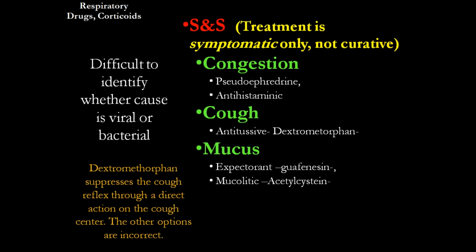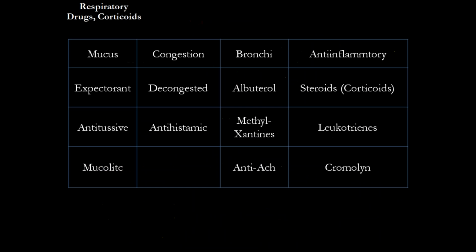And the same main signs and symptoms: congestion, cough, and mucus. That is what we are going to have a summary about. For example, we have the expectorant, we are going to have antitussive, we are going to have mucolytic. When you have increase of mucus, you're going to have the expectorant, antitussive, and the mucolytic. Congestion, decongestant, antihistaminic. And bronchi, for example, you have bronchoconstriction, you're going to have bronchodilation with albuterol.